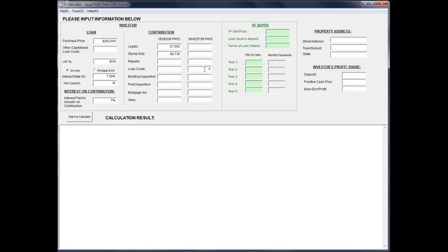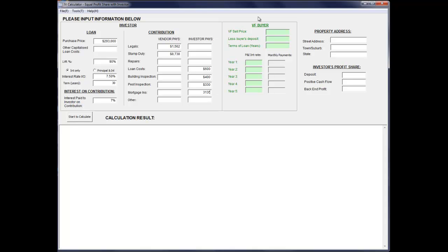Our loan costs were $600. Our building inspection was, let me refer to the notes, $400. The pest inspection was $330. The mortgage insurance, because over here we have a 90% loan, our mortgage insurance was $3,135. So we didn't have any other costs in purchasing the property. If we had them and the vendor was going to pay those extra costs, you'd put it in here, or if we were going to pay those extra costs or the investor was going to pay those extra costs, they'd be put in here, but there weren't any, so we'll leave those blank.